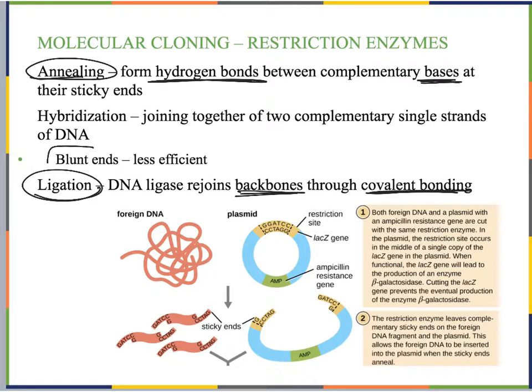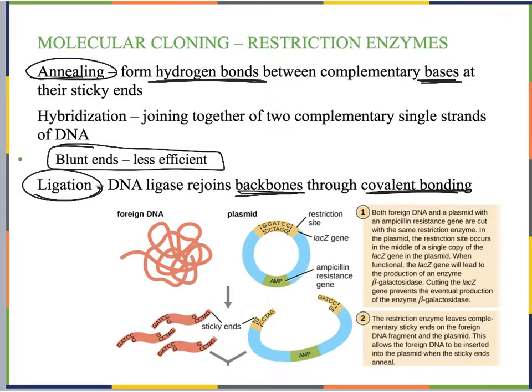And again, as mentioned in here, the blunt ends are less efficient, right, because we don't have that sticky end. So when we do blunt end hybridization, then it's not as efficient. We don't get as much of a product because it's more difficult, versus sticky end hybridization, which is much easier, and we get a lot more product.